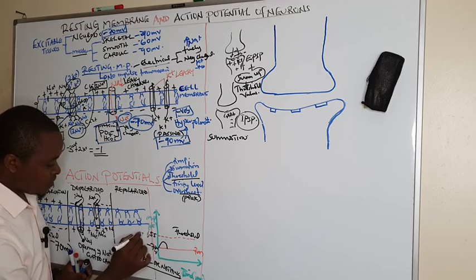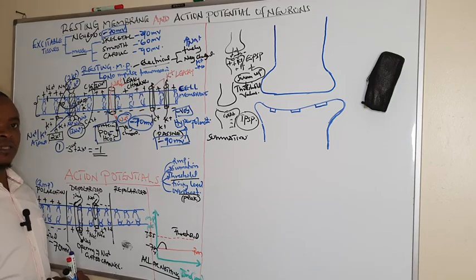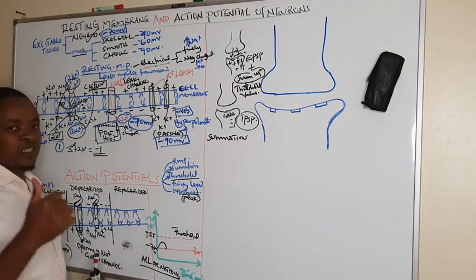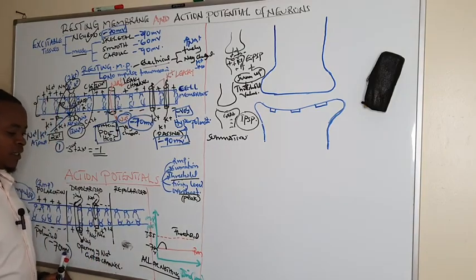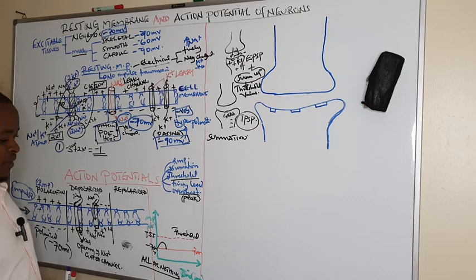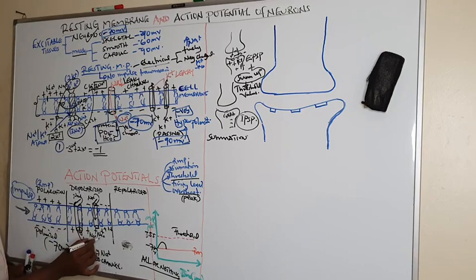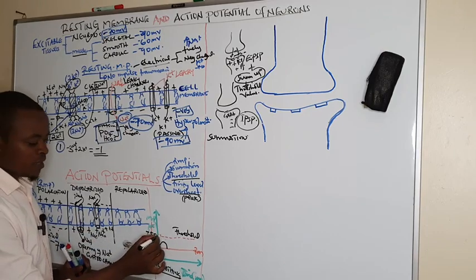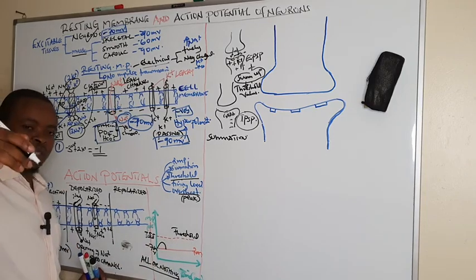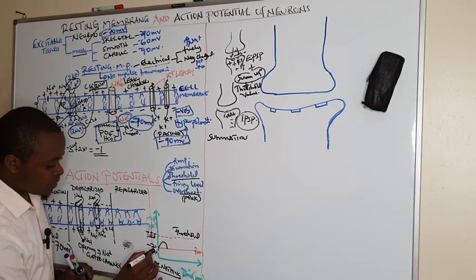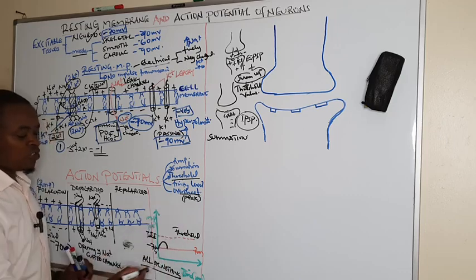Negative 55 millivolts. That is the threshold value for neurons, because if I have negative 70 and add 15, it becomes negative 55 millivolts. But for an action potential to be fired after depolarization, it must sum up to reach the threshold value, which is negative 55. So if an impulse is weak and does not cause the cell to reach the threshold value, an action potential cannot be fired.